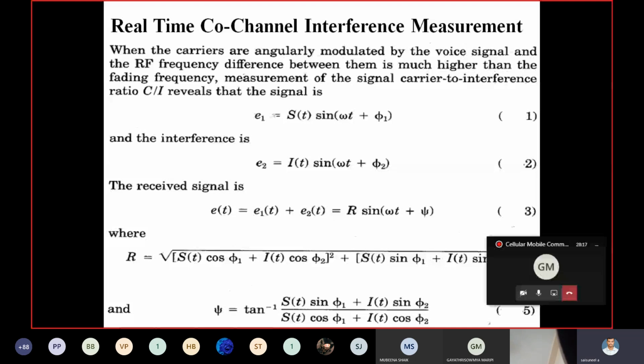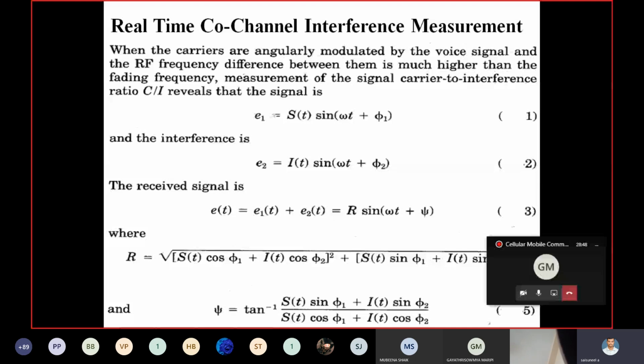Suppose we assume that the transmitted signal E1 is equal to S of t multiplied with sine of omega t plus phi 1. This is the original transmitted signal from one point to another. Now, due to interference, the interference signal is E2, which is equal to I of t into sine of omega t plus phi 2.